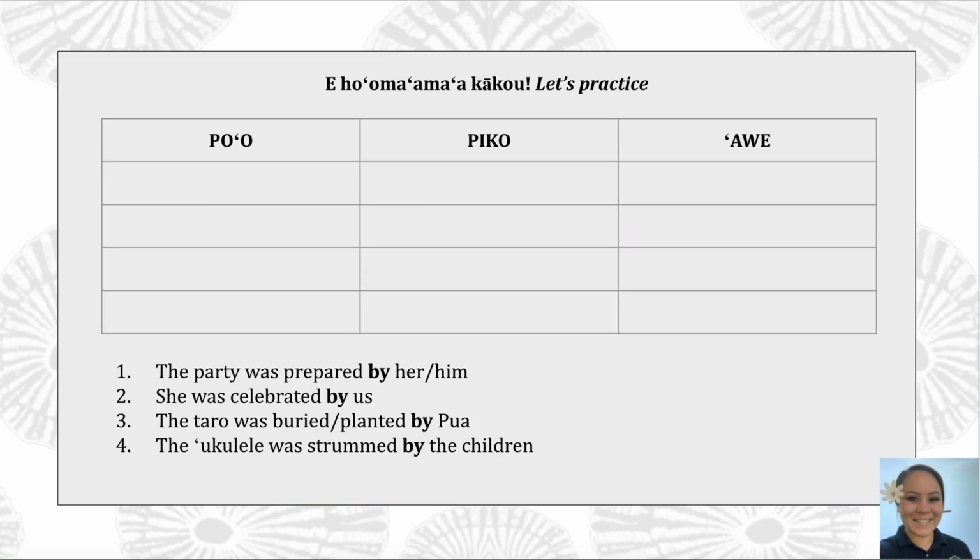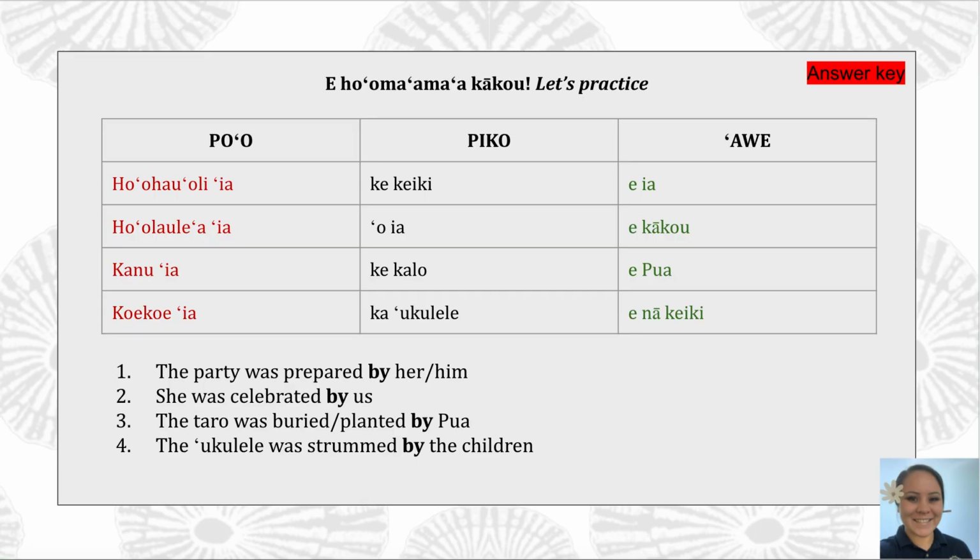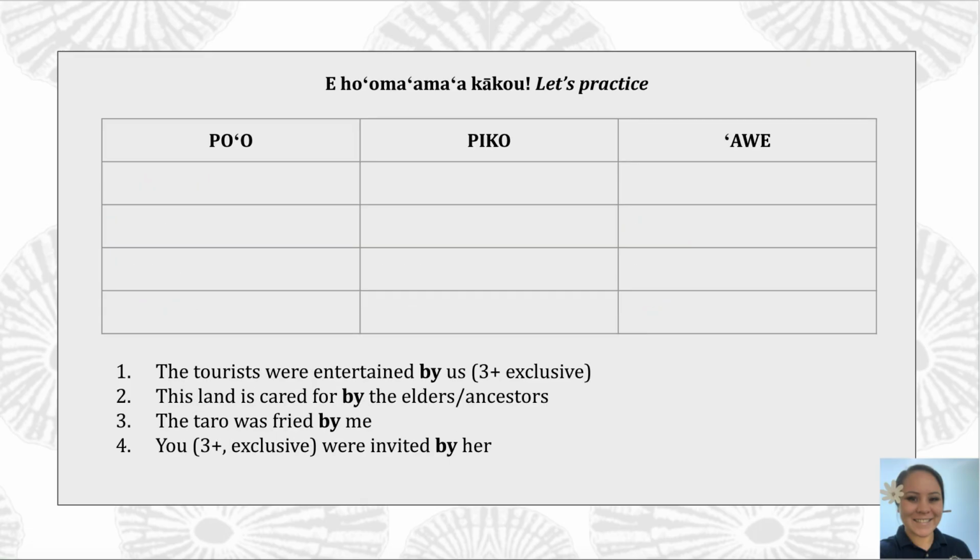So again, let's ho'oma'ama'a, let's practice. Go ahead and pause this video and translate these four sentences using the ei sentence structure. E ho'oma'ama'a hou kākou. Let's practice one more time using ei sentence structure. Go ahead and pause this video and play to reveal the answer key.